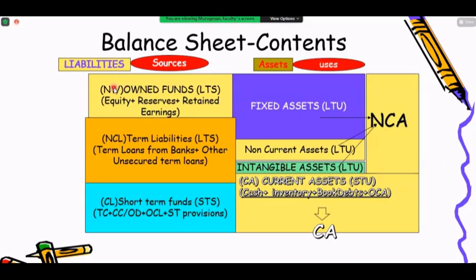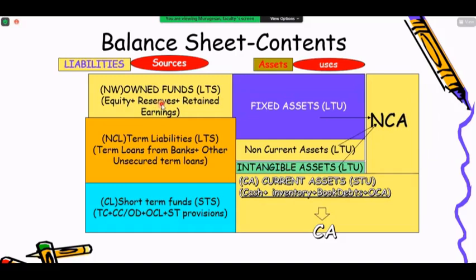From the balance sheet angle, it is net worth, and sometimes it will also be called equity, and it is considered a long-term source. So what comes under net worth? Net worth is owned funds, even equity, meaning share capital or the capital provided by the promoters or shareholders of the company, plus reserves.